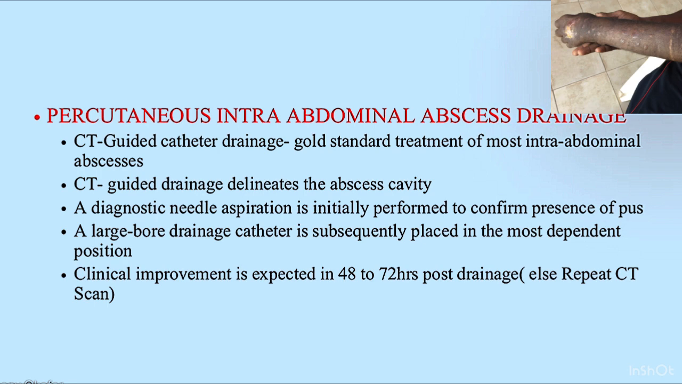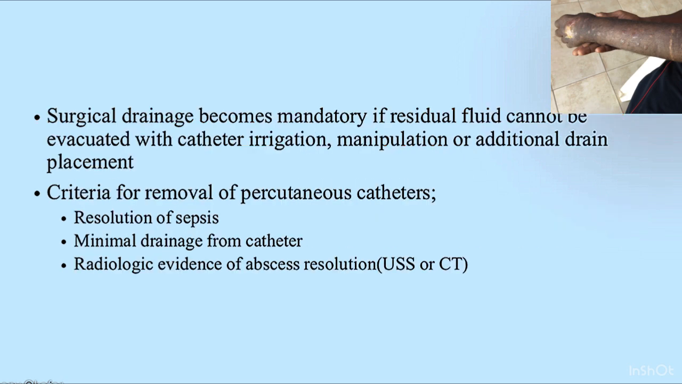So for abdominal procedures, or in cases where there's an abdominal abscess, for example, CT-guided catheter drainage is the gold standard treatment for most intra-abdominal abscesses. CT-guided drainage delineates the abscess cavity, and a diagnostic needle aspiration is initially performed to confirm the presence of pus. So a large bore drainage catheter is then subsequently placed in the most dependent position. And following this, clinical improvement is expected in 48 to 72 hours. Surgical drainage becomes mandatory if the residual fluid cannot be evacuated with catheter irrigation, manipulation, or additional drain placement.